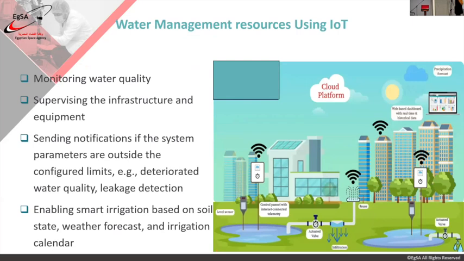Especially in water management resources, we can use IoT for monitoring water quality and supervising the infrastructure and equipment of water resources by sending notifications from the system on its parameters, as well as enabling smart irrigation based on soil state, weather forecast, and irrigation calendar, according to the sensors installed in smart agriculture. Each sensor gives me an indication about certain properties I want to monitor.